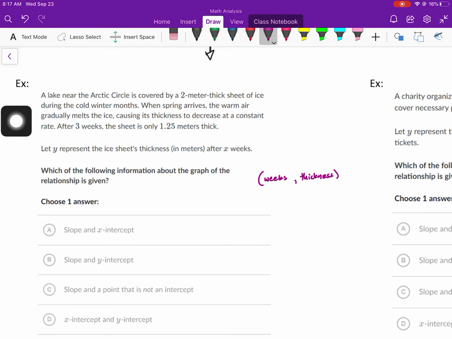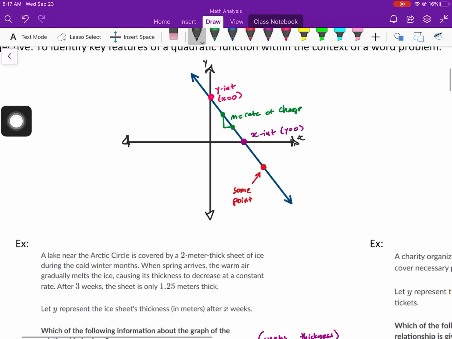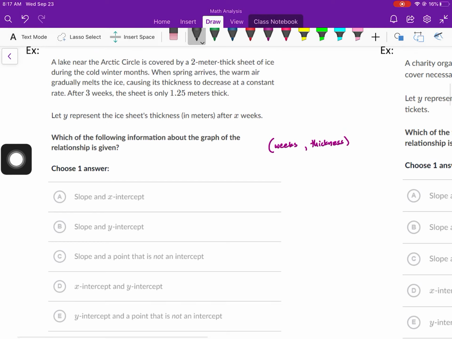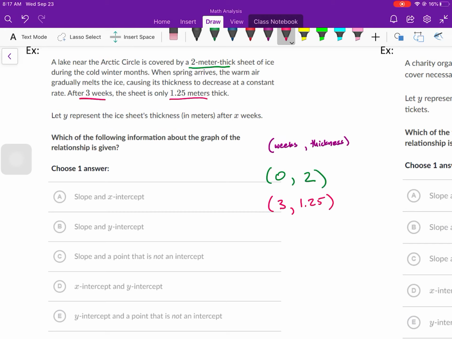So we're starting with, and that's a starting point, is usually the y-intercept, right? The starting point is the y-intercept like I was saying earlier, and then it begins to decrease. So we're starting with the point. So before we even start our weeks here, we're already 2 meters thick, right? That's before we even start. And then after 3 weeks, it's down to 1.25 meters thick.